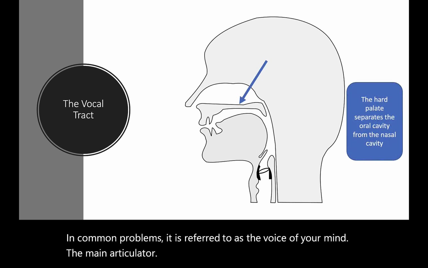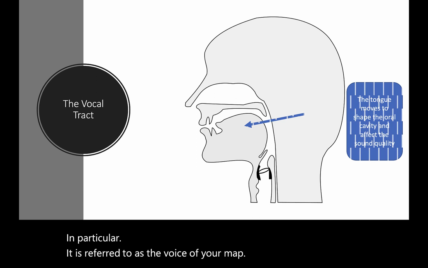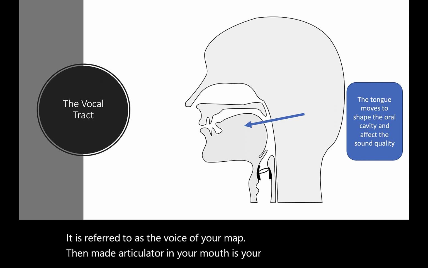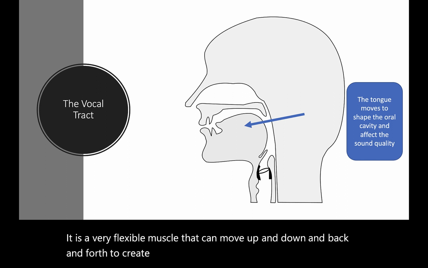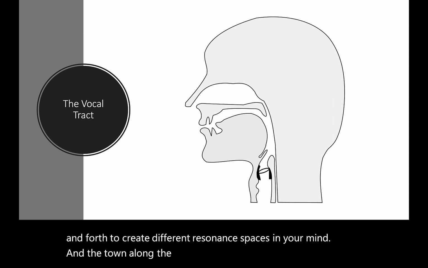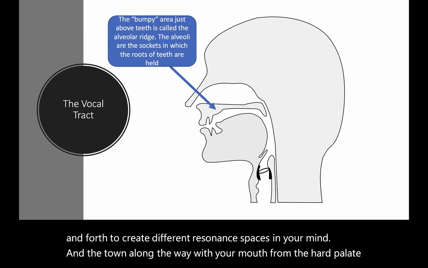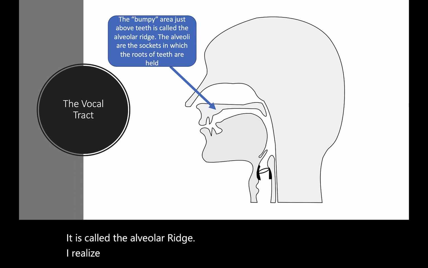The hard palate is a bony structure that separates the oral cavity from the nasal cavity. In common parlance, it is referred to as the roof of your mouth. The main articulator in your mouth is your tongue. It is a very flexible muscle that can move up and down and back and forth to create different resonant spaces in your mouth. And if you run your tongue along the roof of your mouth from the hard palate forwards towards your teeth, you will notice that there is a bumpy area right behind your teeth. It is called the alveolar ridge. Alveoli are sockets where your tooth roots rest.